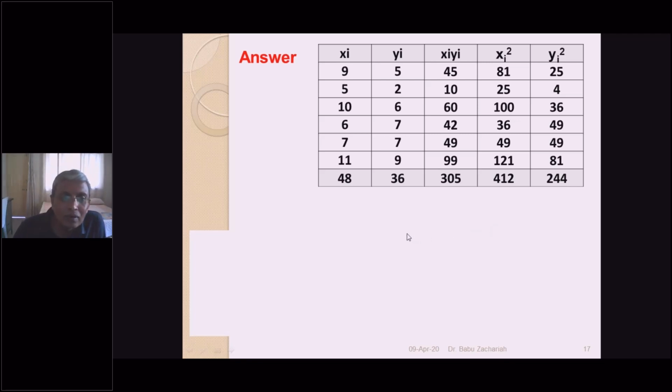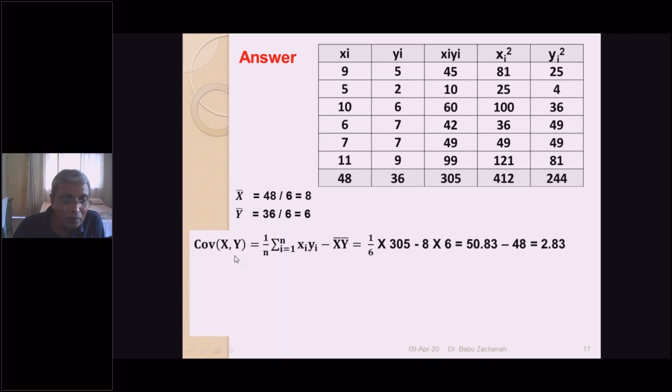So now, how many observations are there? 1, 2, 3, 4, 5, 6. So 48 by 6 will give me x bar. 36 by 6 will give me y bar. And now the formula. Covariance between xy is equal to 1 by n sigma xi yi minus x bar into y bar. So 1 by 6.